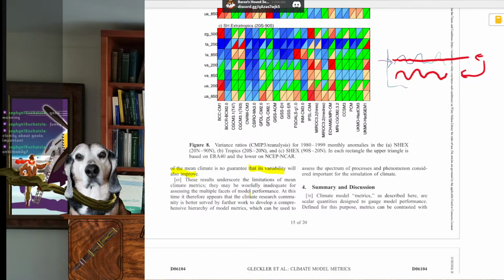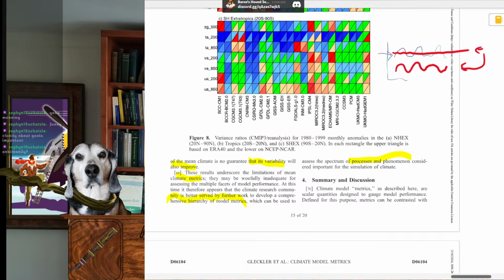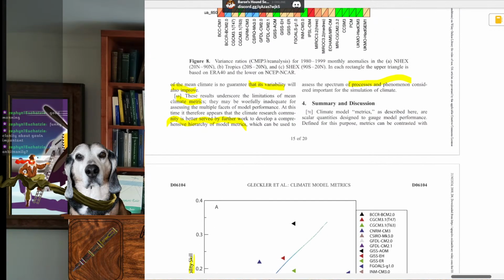The results underscore the limitations of mean climate metrics. They may be woefully inadequate for assessing multiple facets of model performance. At this time, it therefore appears that the climate research community is better served by further work to develop a comprehensive hierarchy of model metrics. So don't just take one, take a slew of these metrics and try and figure out how you're evaluating these to assess the spectrum of processes and phenomena considered important for simulating climate. Summary and discussion. Climate model metrics, as described here, are scalar quantities designed to gauge model performance.